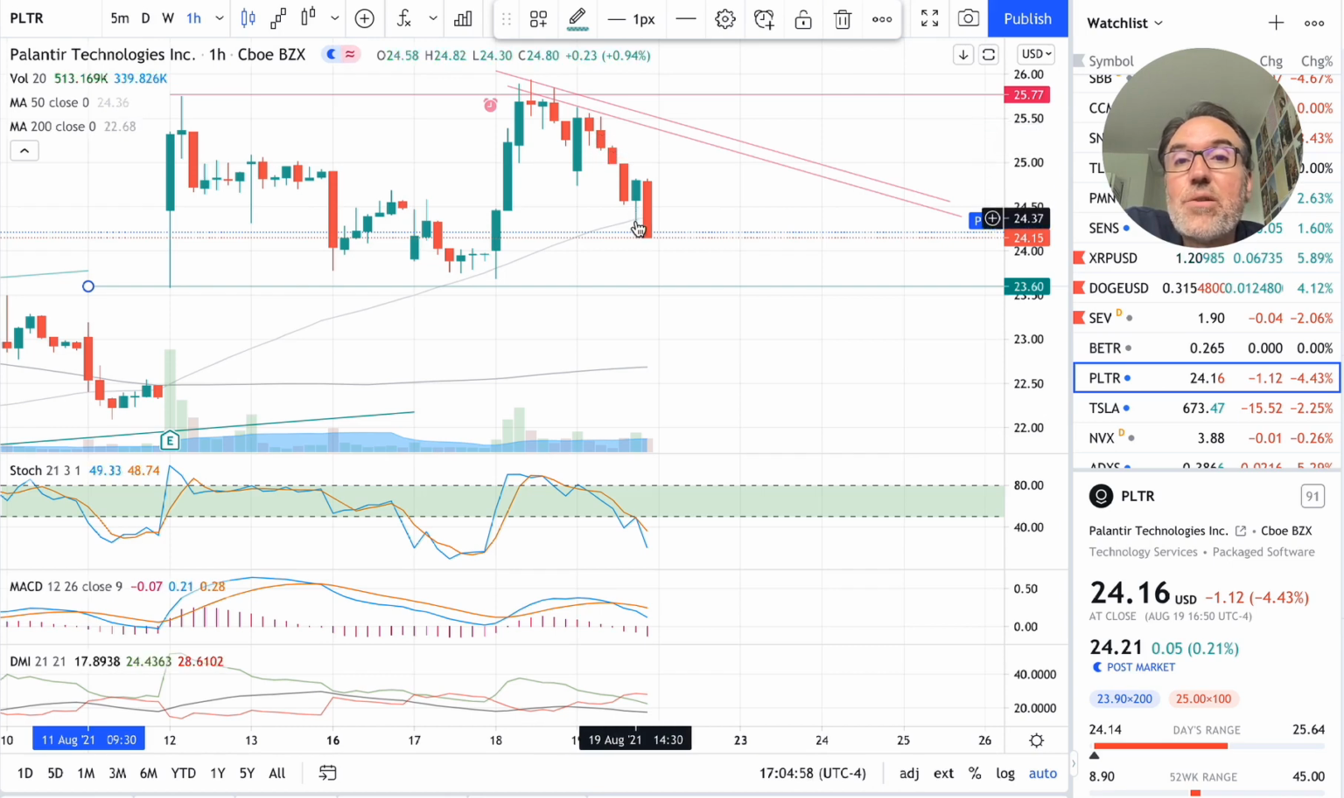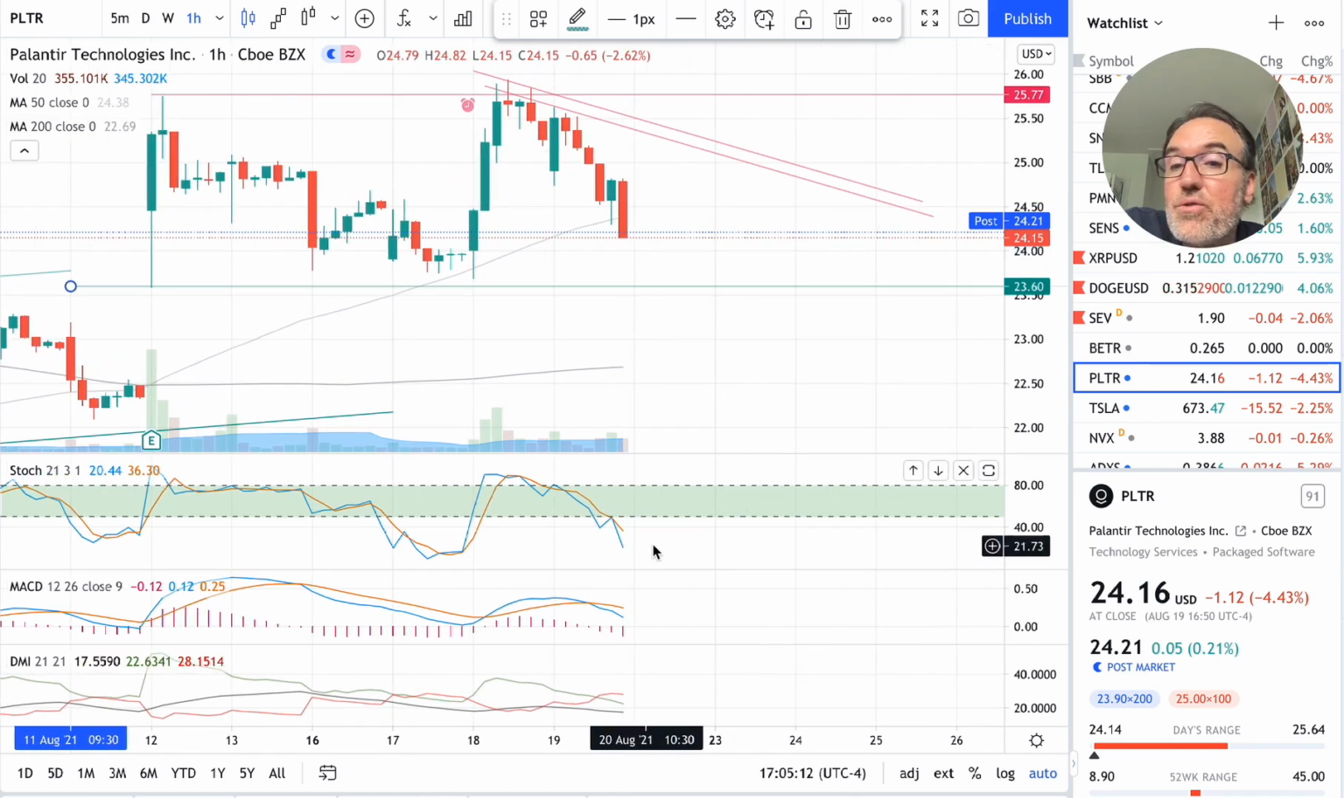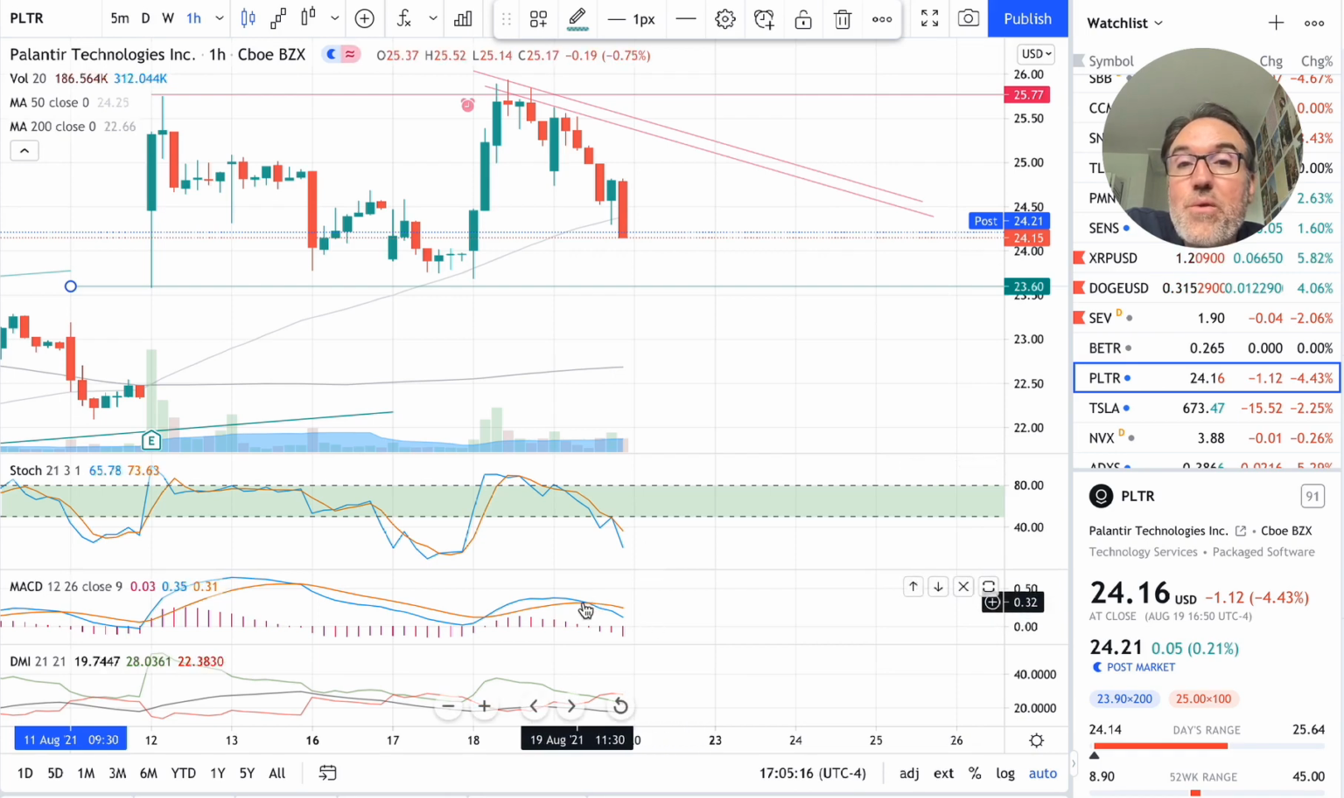Coming down, there was a little bit of buying pressure here, but see how it did not move the stochastic that much, and then the stock continued to drop. From an hourly perspective, we are under 50. We are at 20 stochastic. Bearish crossover right around 1:30. And the DMI has turned negative also.